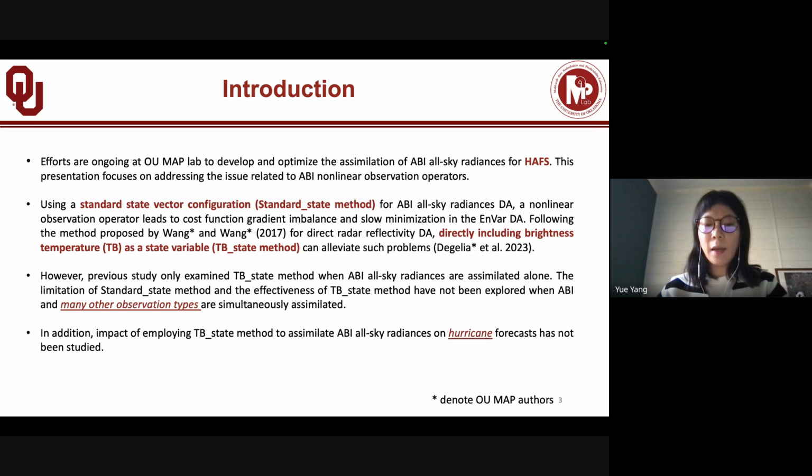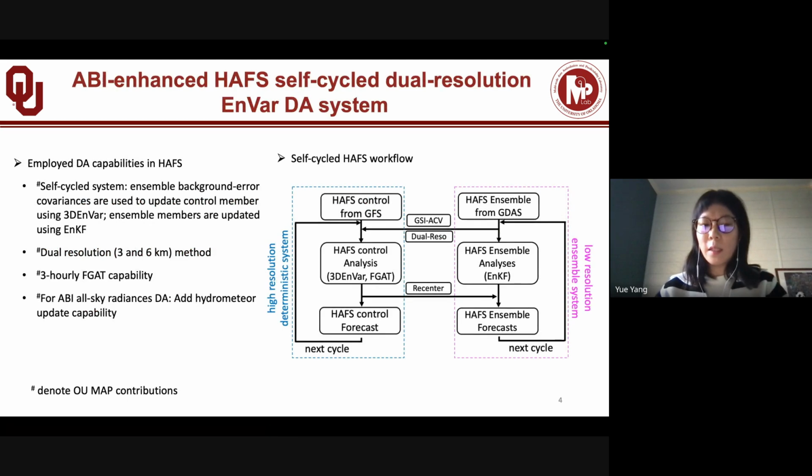In addition, the impact of employing the TB state method to assimilate ABI all-sky radiances on hurricane forecasts has not been studied. To assimilate ABI all-sky radiances, we employed some DA capabilities in HAFS to establish the ABI-enhanced HAFS self-cycled dual-resolution ensemble-variational system.